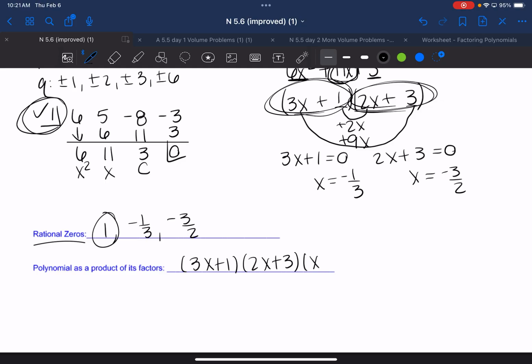x minus 1, right? Because we have to have the opposite sign when it's in the parenthesis. All right?